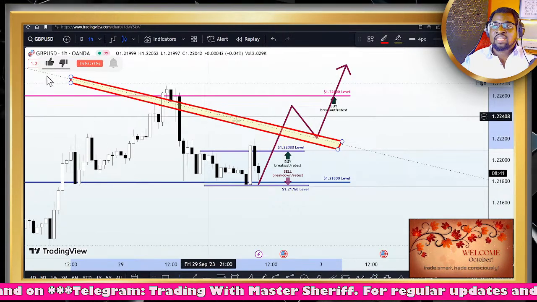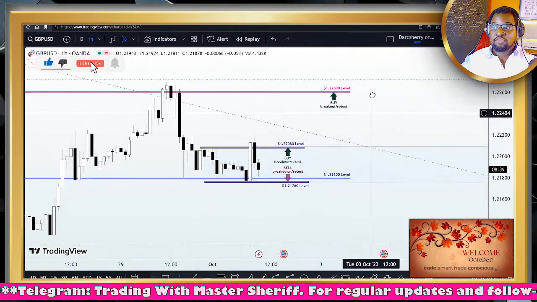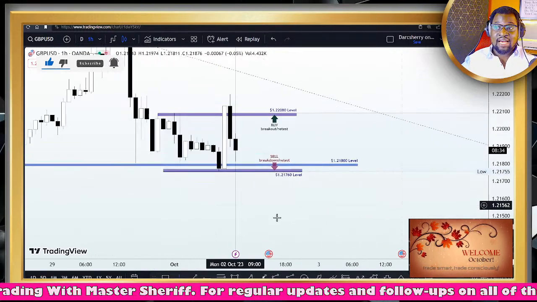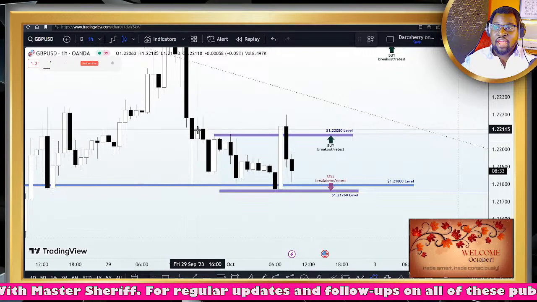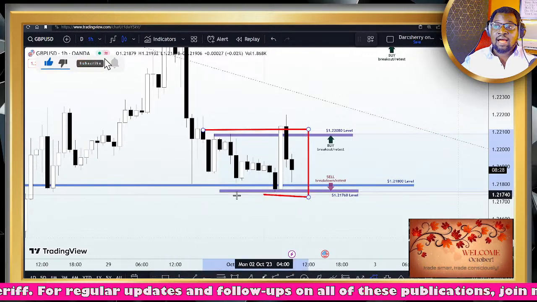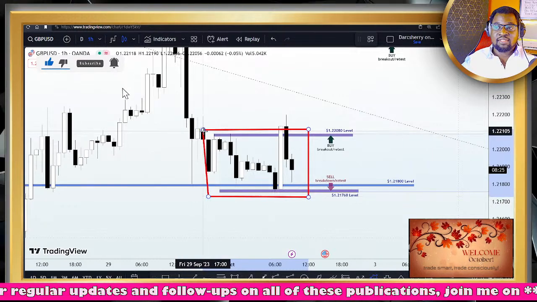Now, if we look at what has been going on since the early hours of today, that is since the beginning of this week, you will see how price has been confined within a range between the 1.22080 level and the 1.21760.